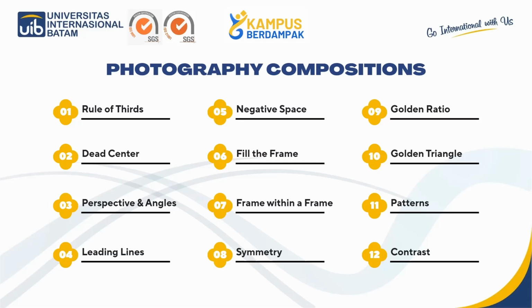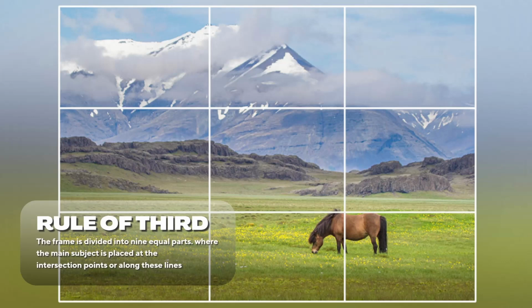Now, after learning some visual elements, we can do compositions. I'm giving you 12 compositions right here. The first is rule of thirds, where the frame is divided into 9 equal parts, 2 horizontal and 2 vertical lines, where the main subject is placed at the intersection points or along these lines. As you can see, the horse is right over there.